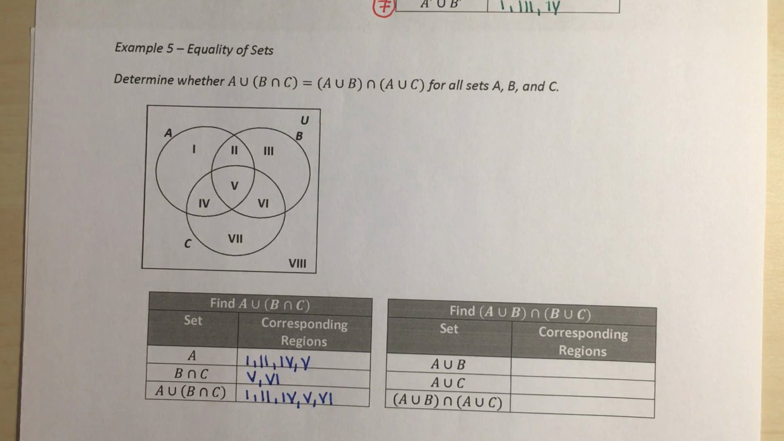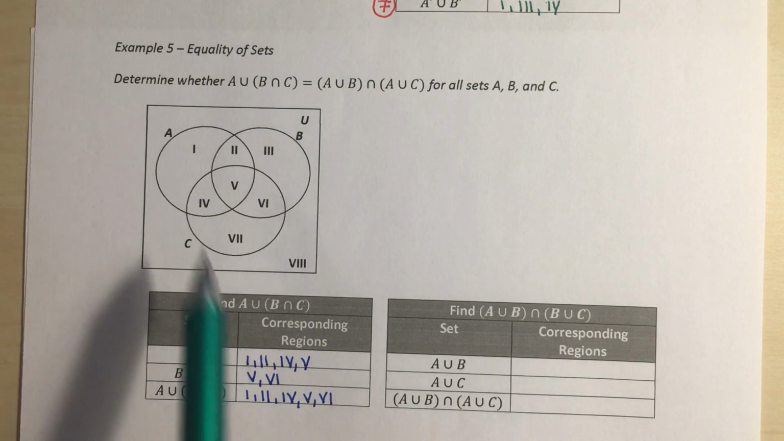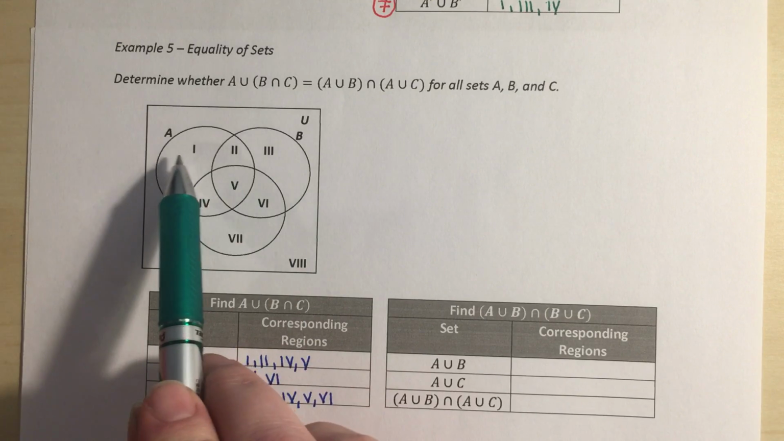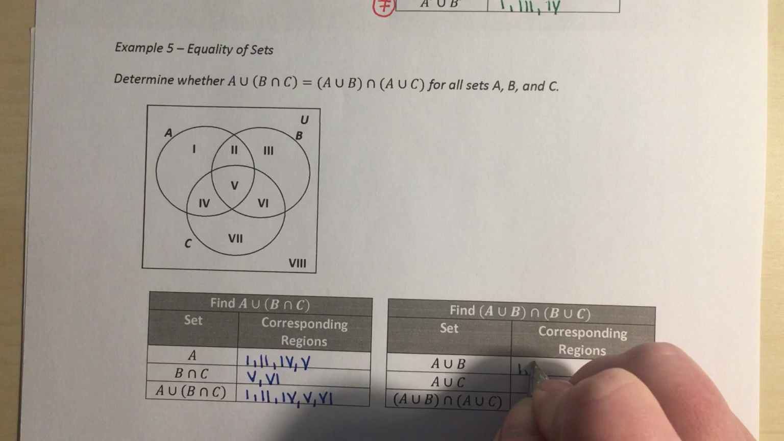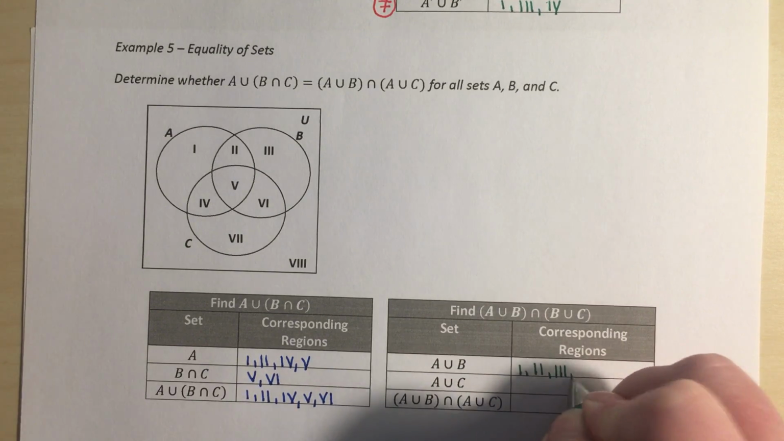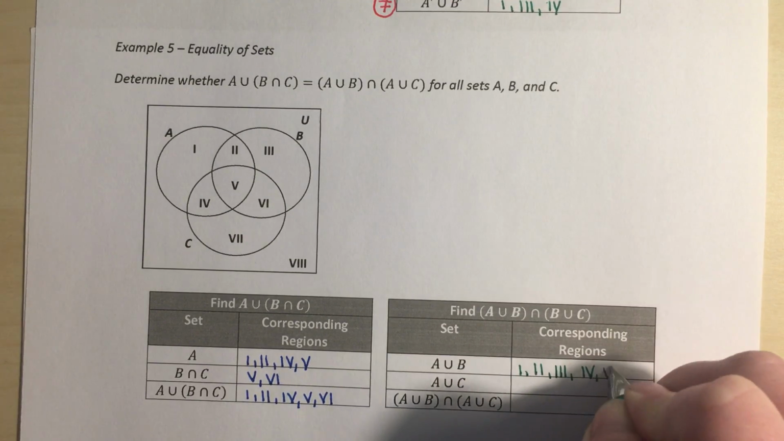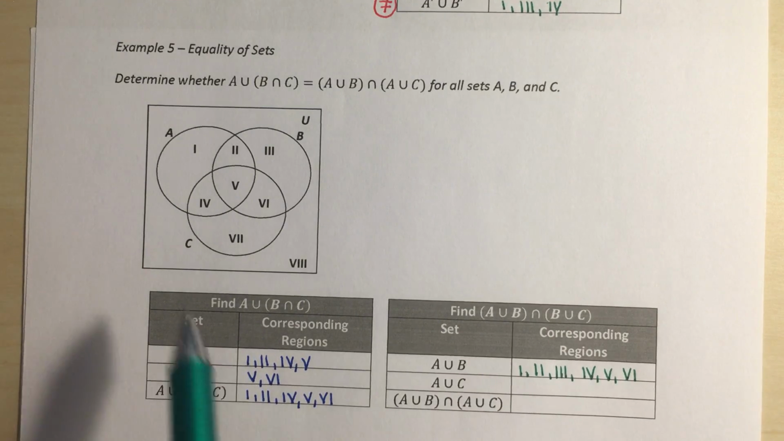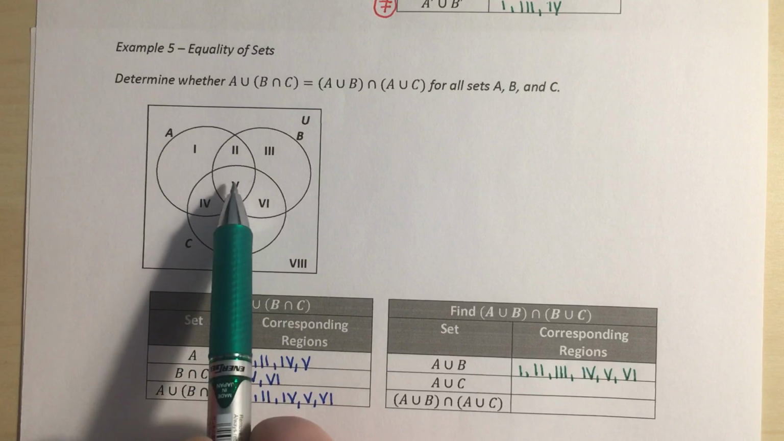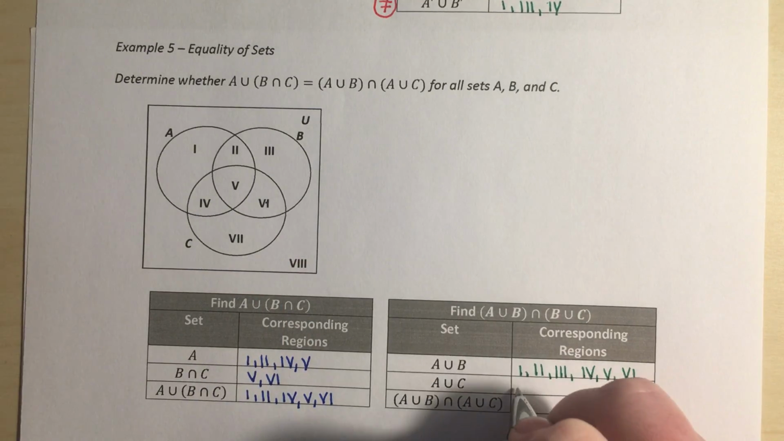All right, now we're going to go through and fill in our table on the other side. A union B. We want anything that's in A or B. So that's going to be 1, 2, 3, 4, 5, 6. Right, A union C: 1, 2, 4, 5, 6, 7.